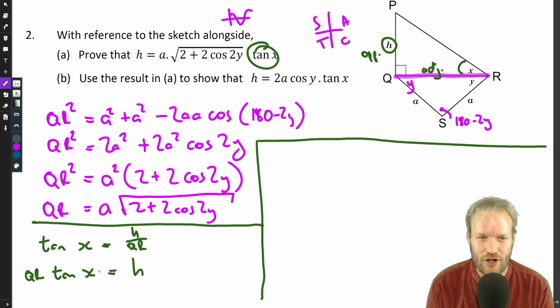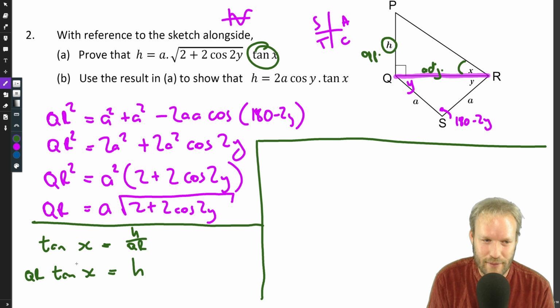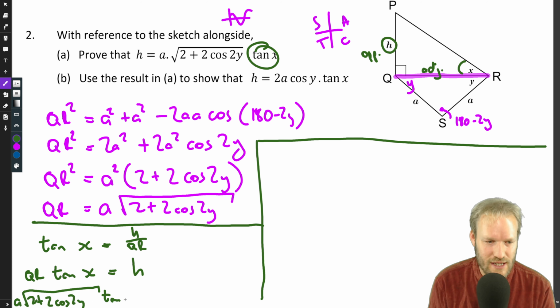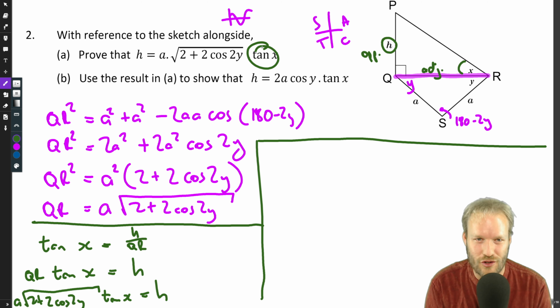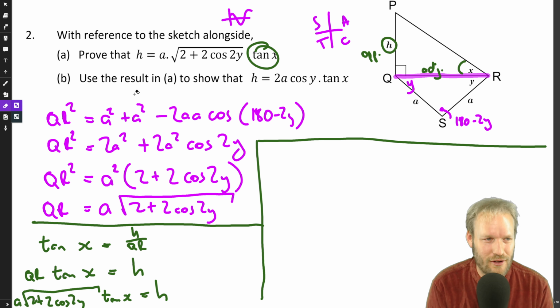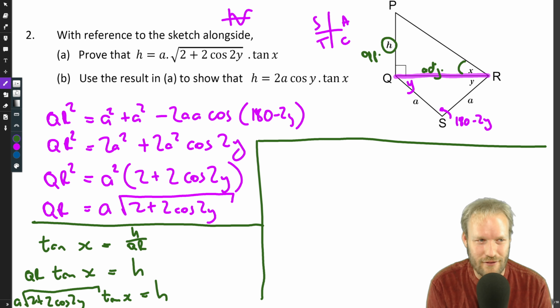So h is QR tan x, and we can just sub in QR, we know, is this big mess over here. So a square root 2 plus 2 cos 2y times tan x is h, which is what we know it should turn into. Okay, so we're kind of looking back and forth, and as things developed, they started heading towards our answer. But we're mindful of that from the beginning.